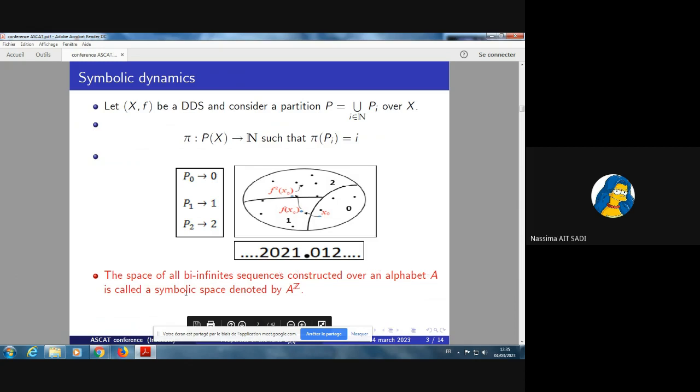The space of all bi-infinite sequences that we can construct over some alphabet A is called the symbolic space, and it is denoted by A to the power of Z. Let's take, for example, the binary space. Here, our alphabet is equal to {0, 1}, and the elements of this space are all the bi-infinite sequences that we can construct just by using 0 and 1.